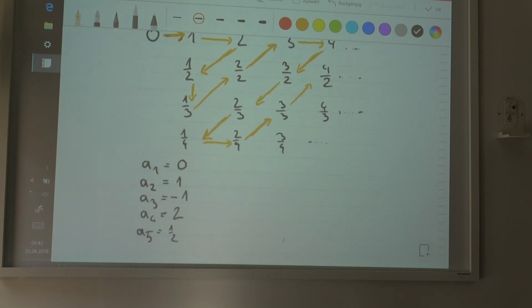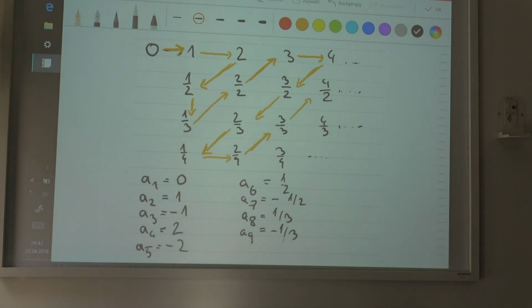Then the sixth member is, no, I forgot the negative ones again. Sorry. I forgot negative 2 here, so I have to include it there. So the sixth member will be 1 over 2. The seventh member will be negative 1 over 2, and so forth. The eighth member would be 1 over 3. The ninth member would be negative 1 over 3, and so forth. As the snake evolves, you can take any member of the sequence that you like. So that is the proof that the set of rational numbers is countable.